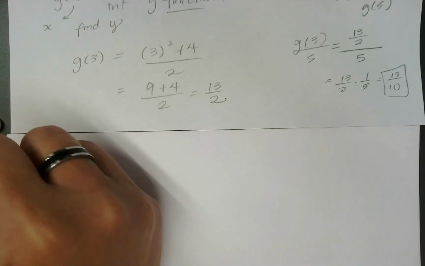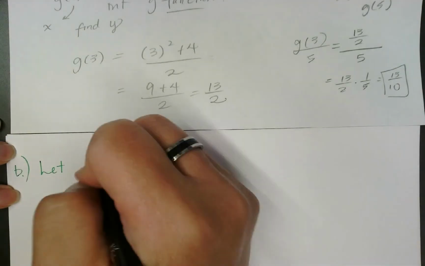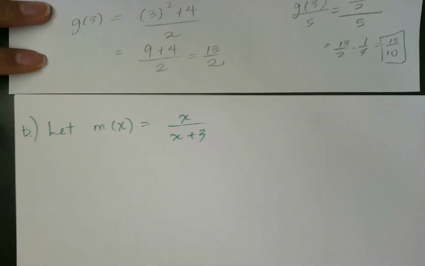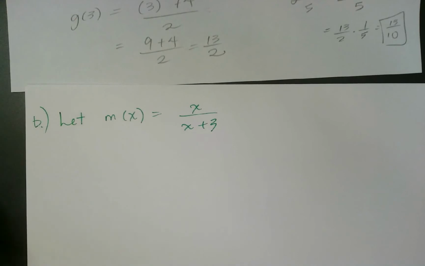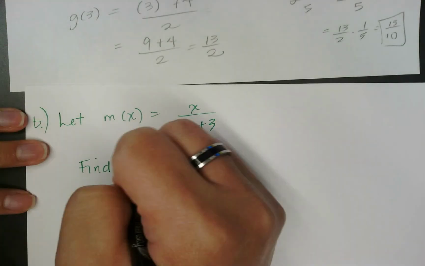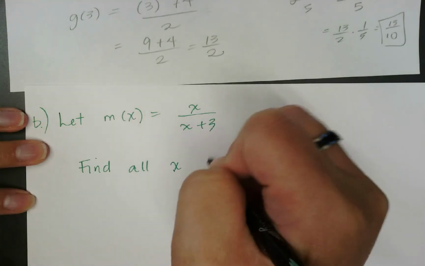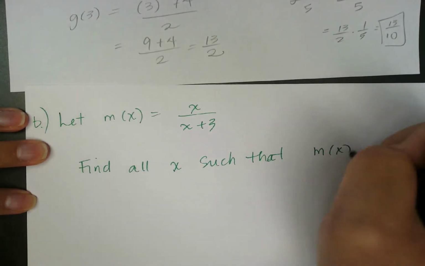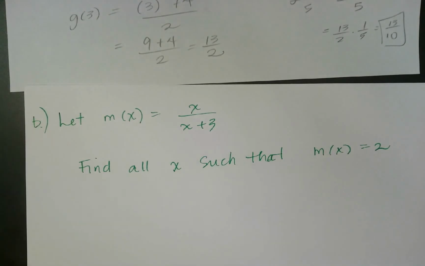That'll be A. Here's B. Let m of x equal x over x plus 3. Find, so we're dealing with a new function. Find all x such that m of x equals 2. Now I'm asking a different question. Find all x such that m of x equals 2. So you got to know what this notation means. This is different notation than A.